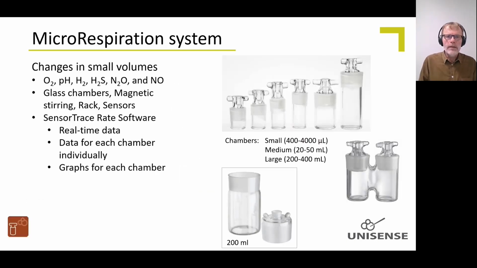The vials here, the microrespiration chambers, they come in different sizes, from 400 microliters up to 4 milliliters. If you want 8 of them in the rack, there's room for 2 of the larger ones, the medium-sized ones, and then we have the large ones as well, looking like this. There you need to create your own magnetic stirring and a holder for the sensor, but we can get them made in any size from our glass blower.